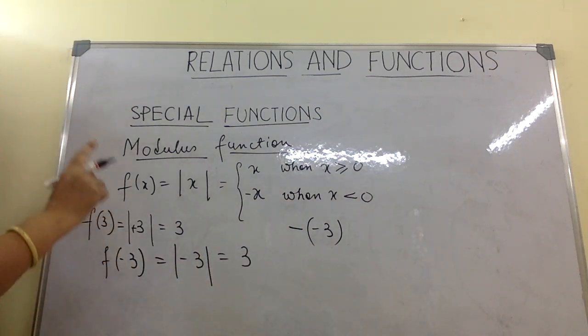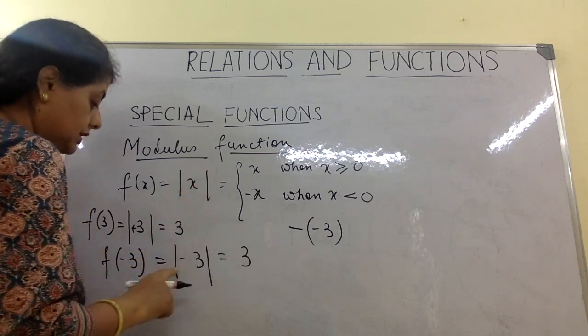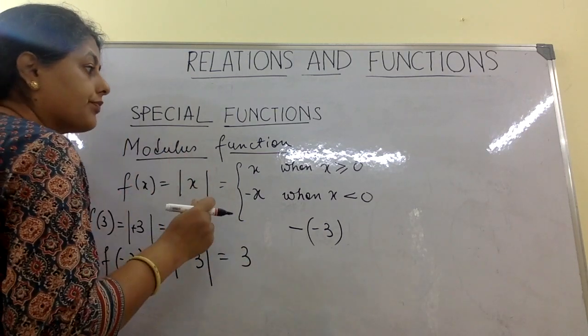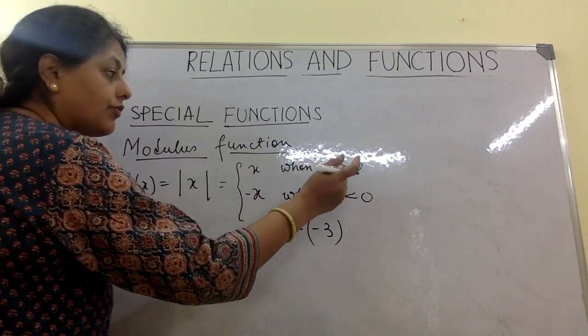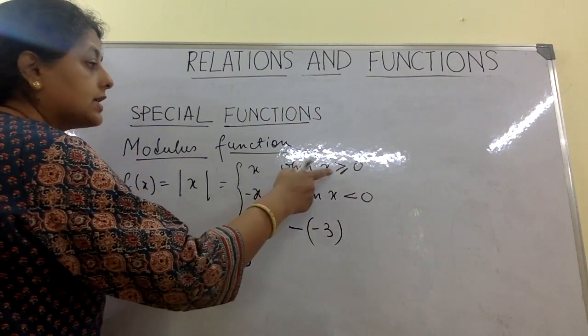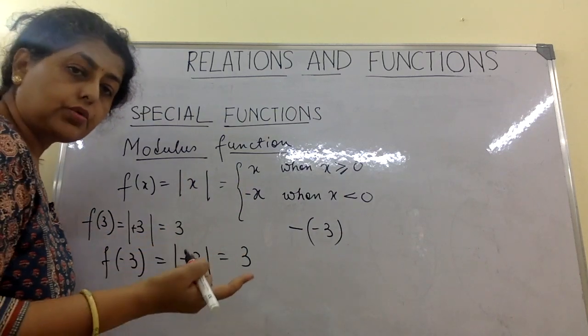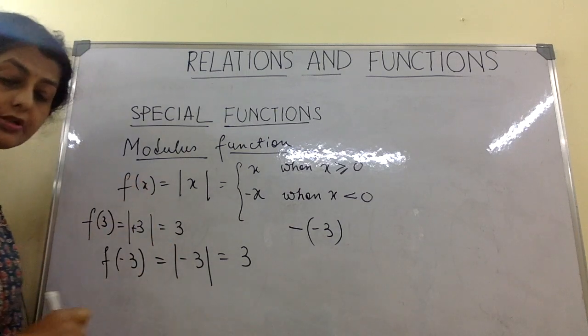So that is a modulus function. If you put a 0 here, we'll get a 0. Mod 0 is 0. In that case it will follow this rule: if x is equal to 0, then our result will also be 0. So this was the modulus function. Let's see the next type of function.